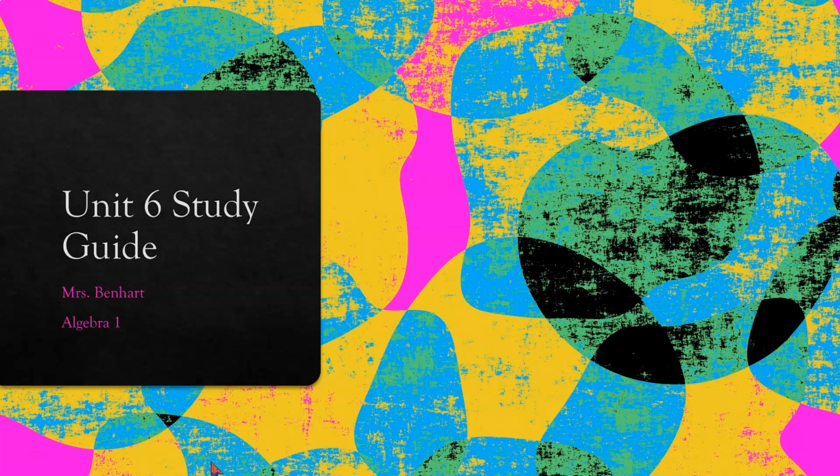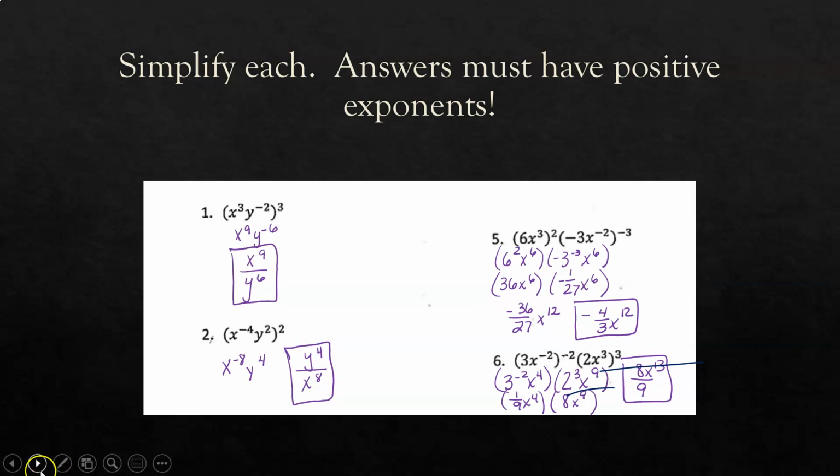Okay, this is the Unit 6 study guide. We're just going to go over the answers. I showed most of the work, so if you need to look, you can stop the video and look at the steps. Okay, the first one, simplify each. Answers must have positive exponents. Remember, if you have a negative exponent, it goes to the opposite place, and then you change it to positive.